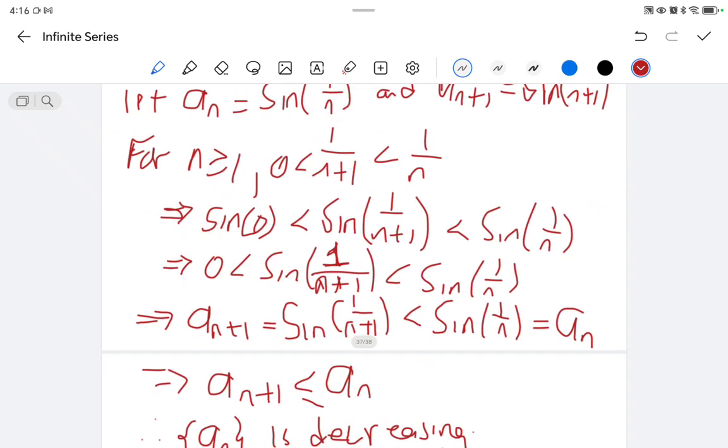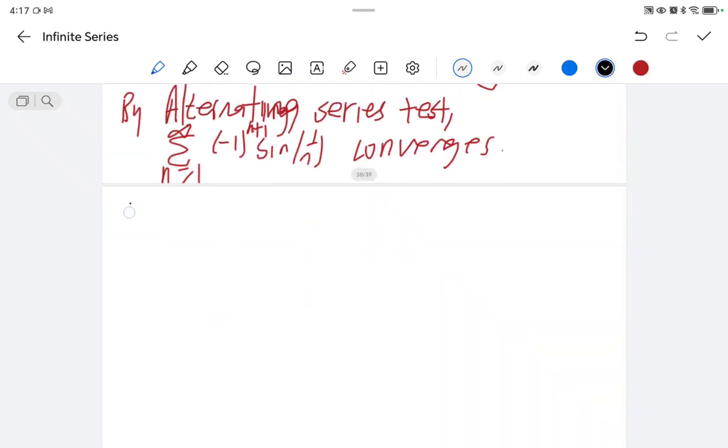Any questions? But this alternating test usually goes with what you call absolute convergence. So let me share absolute convergence, since they go together.